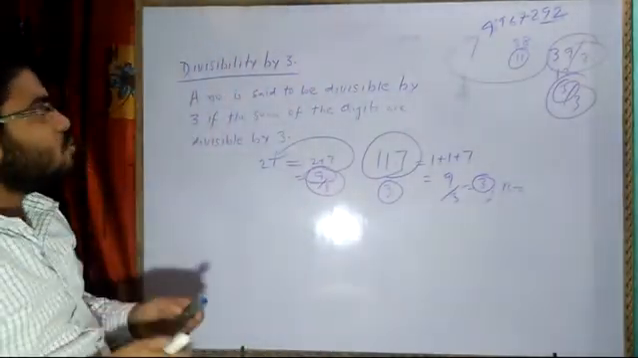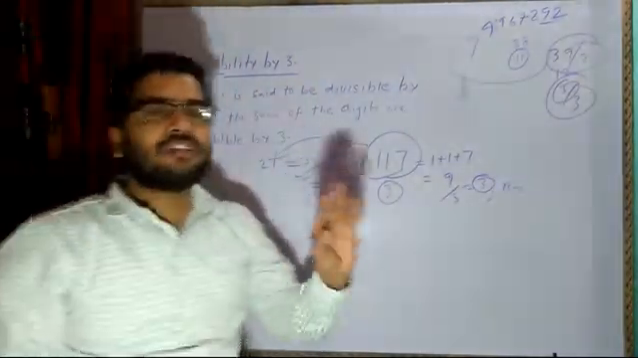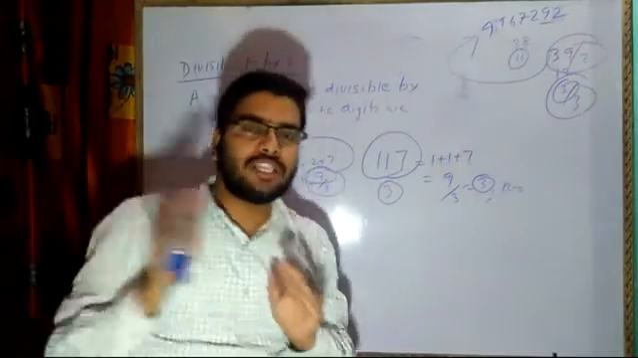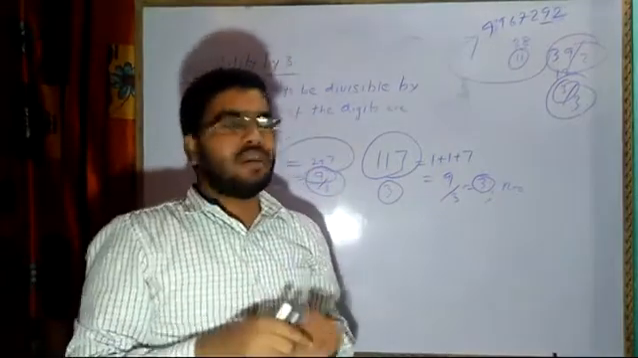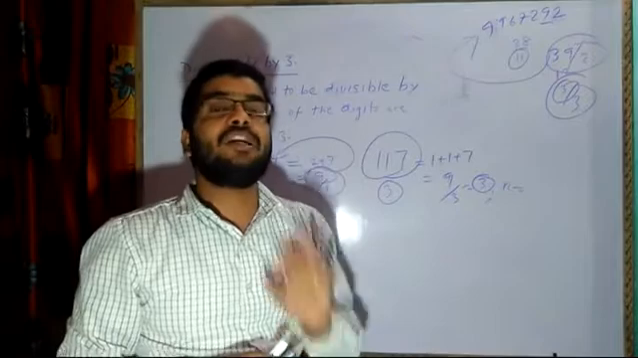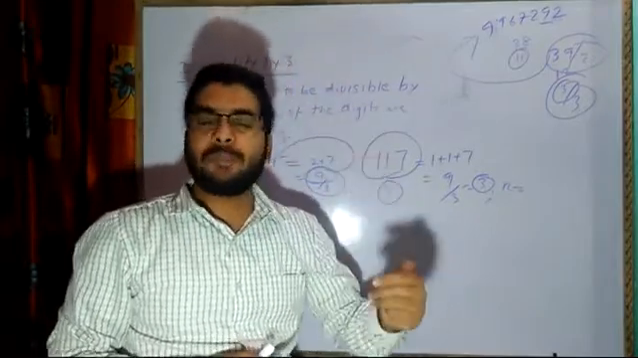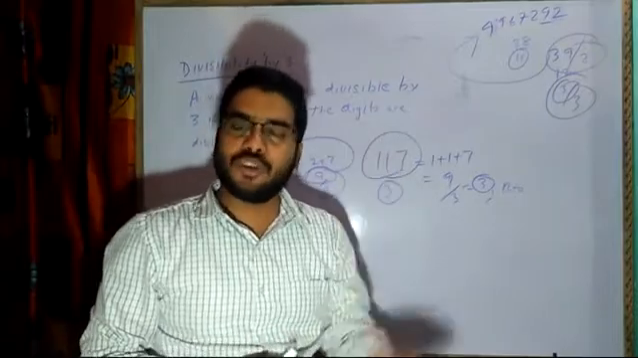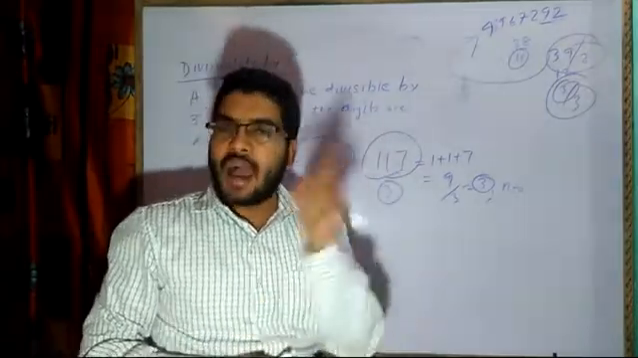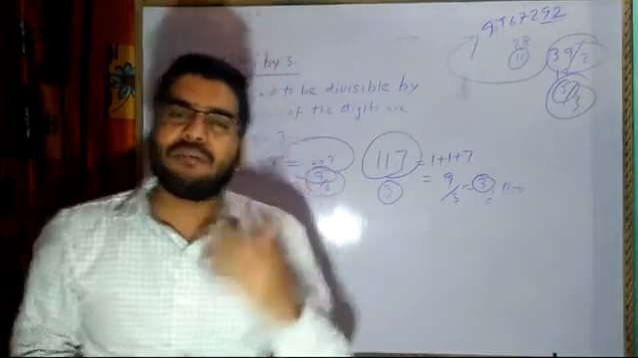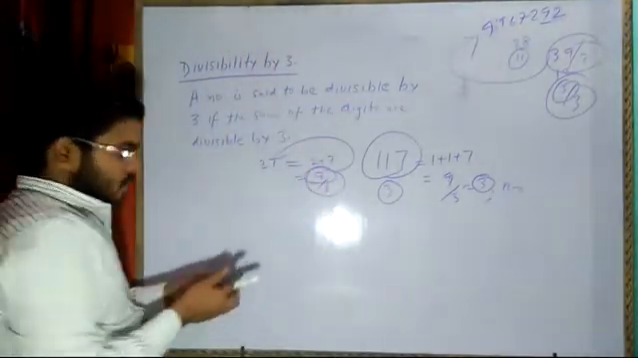by 3. So the rule says you have to sum all the digits. If it is divisible by 3, then the entire number will be divisible by 3, and in case of 2, you have to see the unit place. If the number at unit place is 0, 2, 4, 6, 8, either of these numbers, then the number will be divisible by 2.